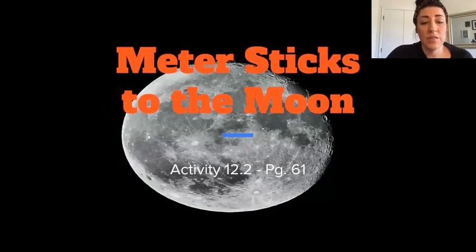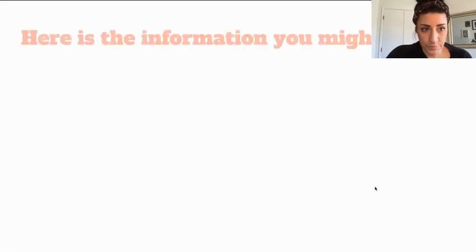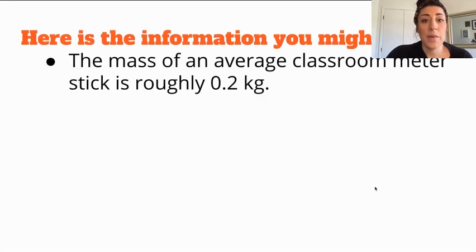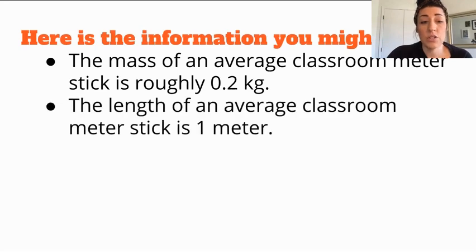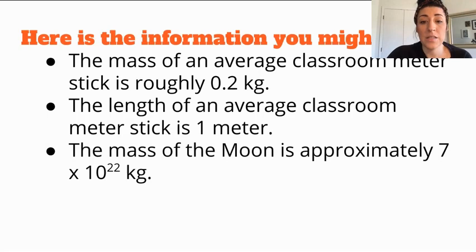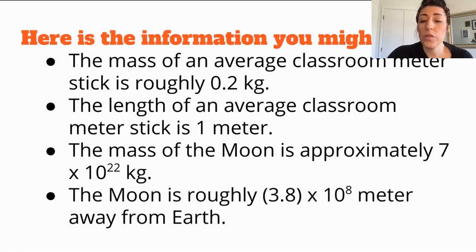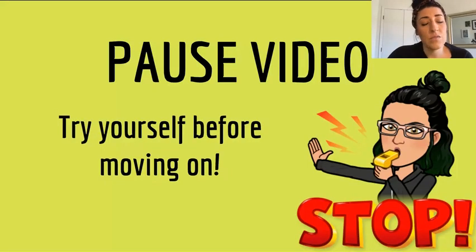As we move into the second activity, meter sticks to the moon, I'm going to give you some of the information that is needed in order to answer some of the questions in this activity. So here's what you would need. The mass of an average classroom meter stick is roughly 0.2 kilograms. The length of an average classroom meter stick is 1 meter. The mass of the moon is approximately 7 times 10 to the 22nd power kilograms. And the moon is roughly 3.8 times 10 to the 8 meters away from Earth. You might want to pause here and leave this information on your screen or write it down before moving on. Otherwise, you're going to completely pause the video so that you can answer questions 1 to 4 before we discuss together.